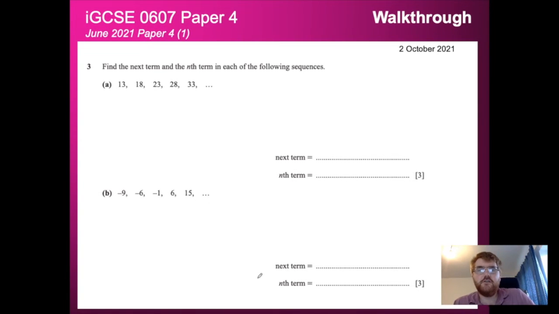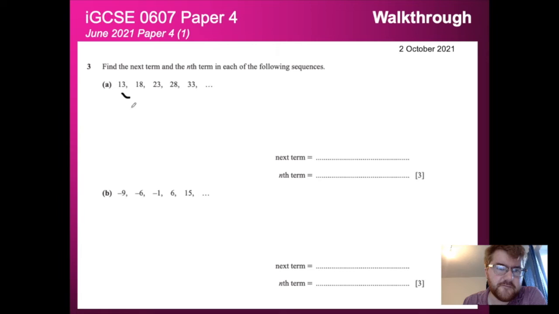Okay, and on to question 3, which is a little bit of a rarity on paper 4. Generally, this is a paper 6 kind of question with nth terms and sequences, but there's no reason why they can't put it on paper 2 and paper 4 as well. So we need to find the next term in the sequence and the nth term as well.